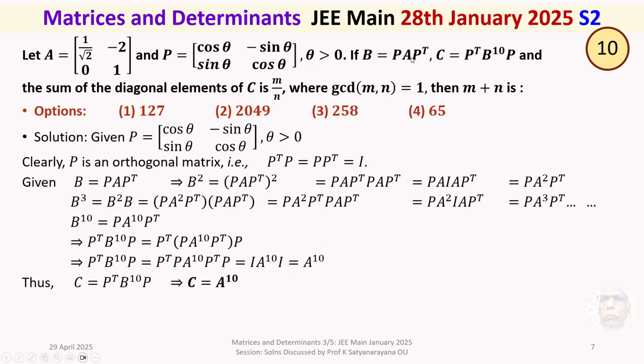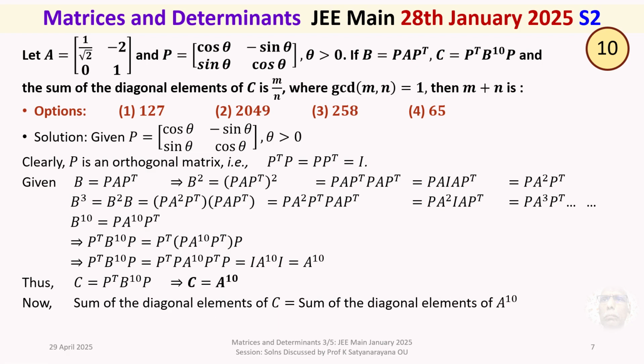What is it that we want? We want the sum of the diagonal elements of C. Now the sum of the diagonal elements of C is the same as the sum of the diagonal elements of A power 10. So first of all, what is A? A is given. A power 10, we have to multiply 10 times. Then take the diagonal elements of A power 10, and that will be the sum of the diagonal elements of C.